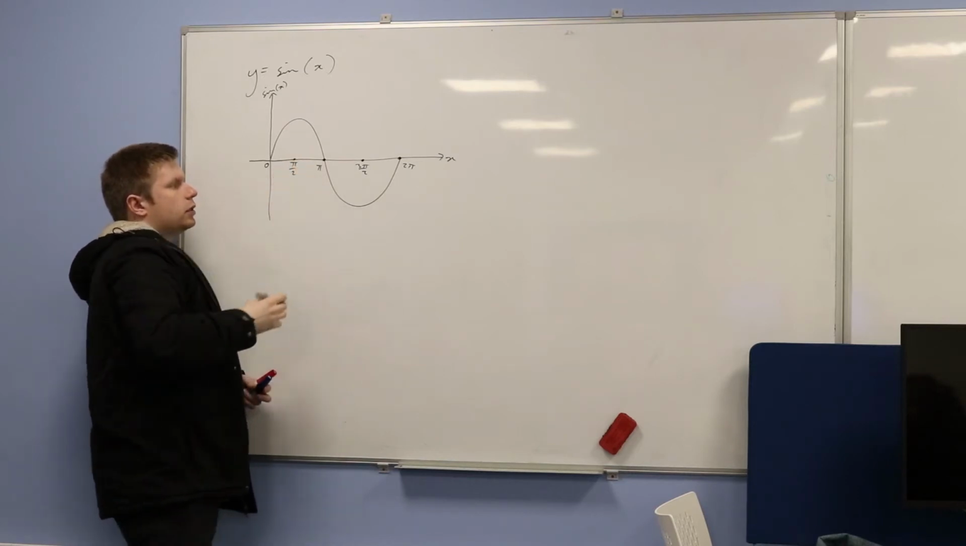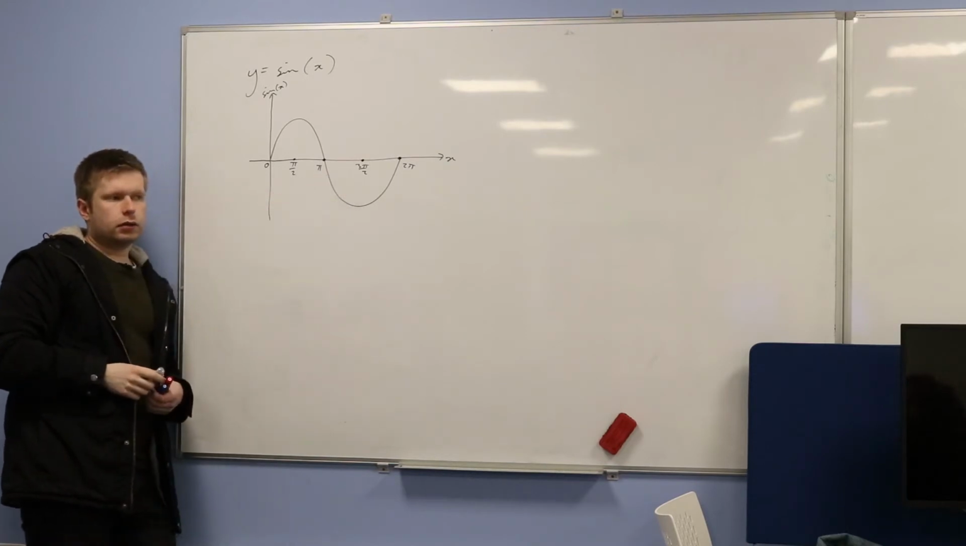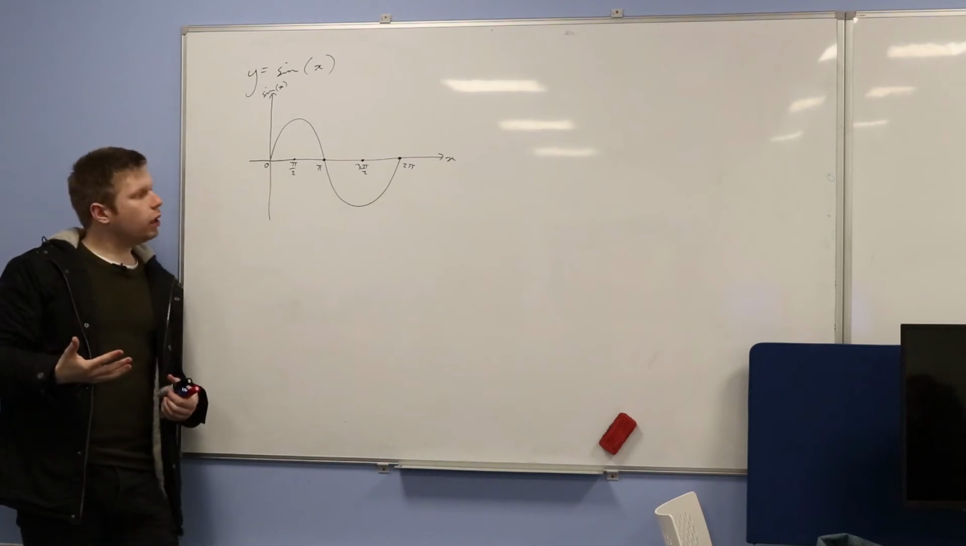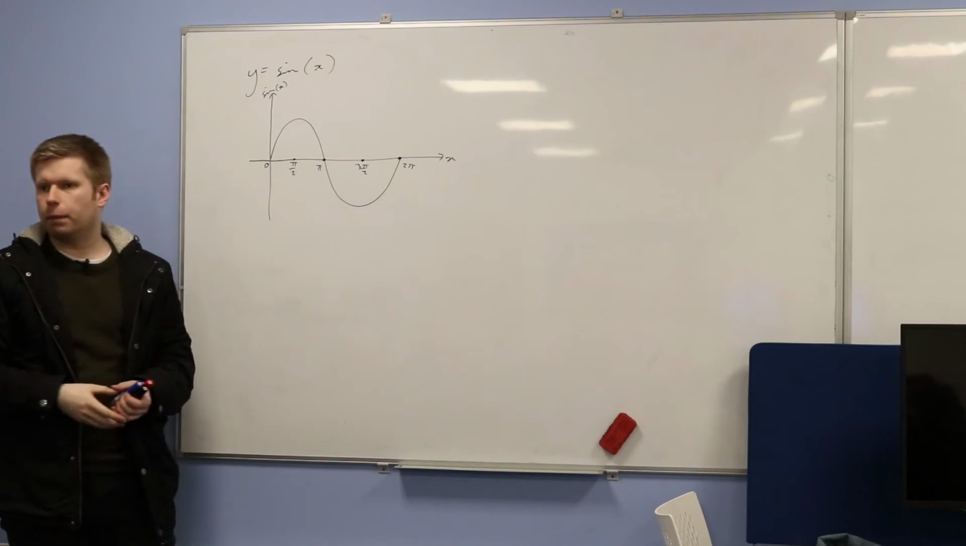Good. Okay. Do people understand what I mean by this notation here? So this is an angle, okay, because I'm talking about sine of x. I'm talking about an angle. Do people understand what units I'm using here?